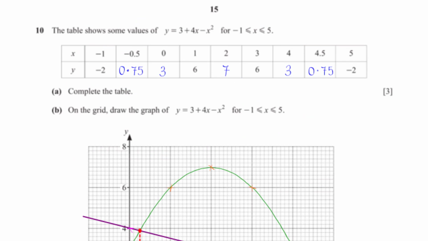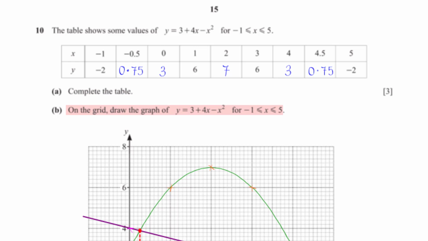The table shows some values of y equals 3 plus 4x minus x squared for x greater than or equal to -1 and less than or equal to 5. Complete the table. So when we substitute x equals negative 0.5 into the equation, we get y equals 0.75. For x equals 0, we get y equals 3. For x equals 2, we get y equals 7. For x equals 4, we get y equals 3. And for x equals 4.5, we get y equals 0.75.